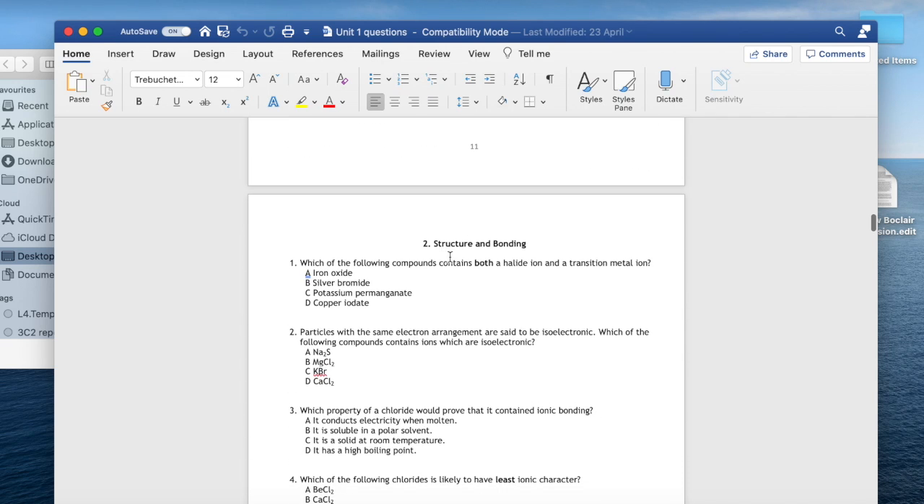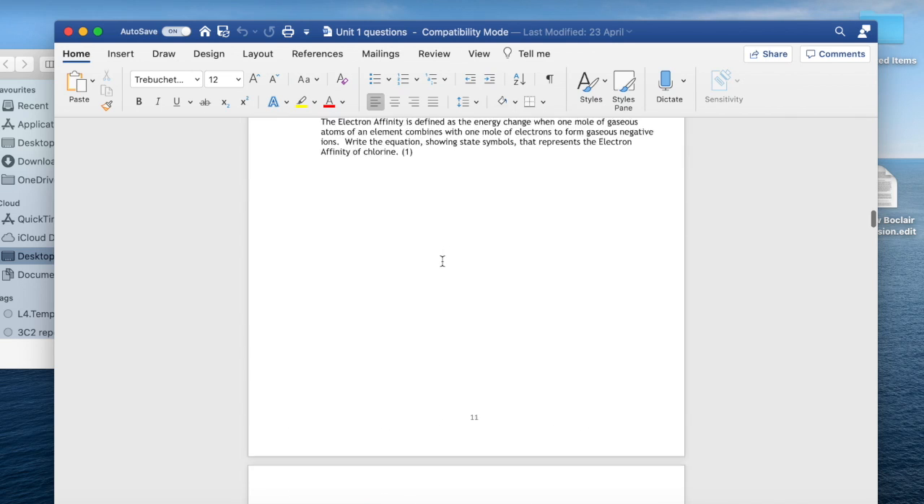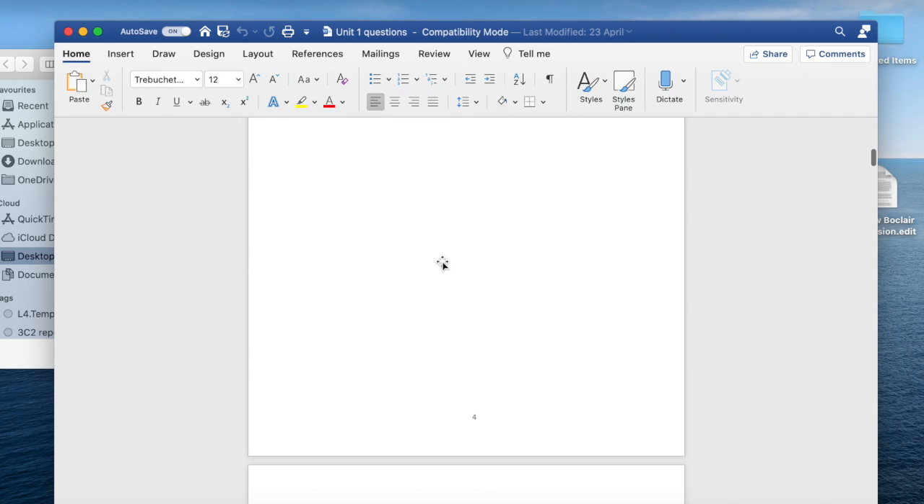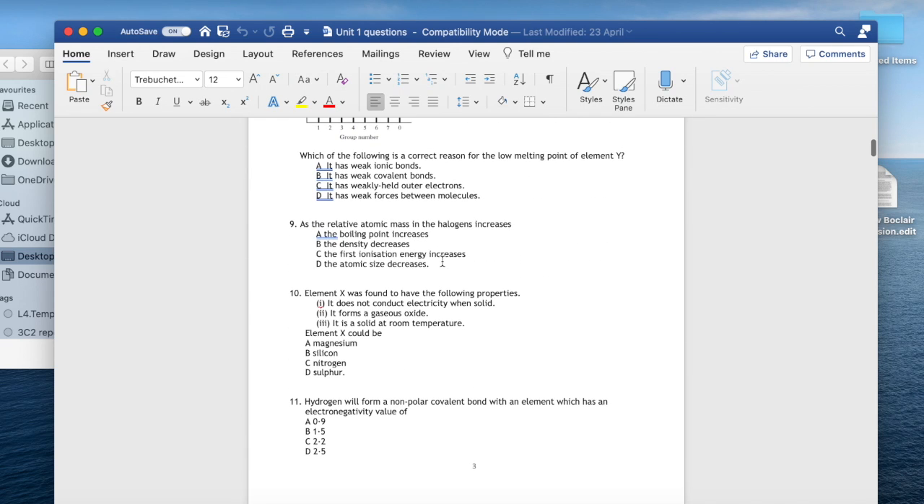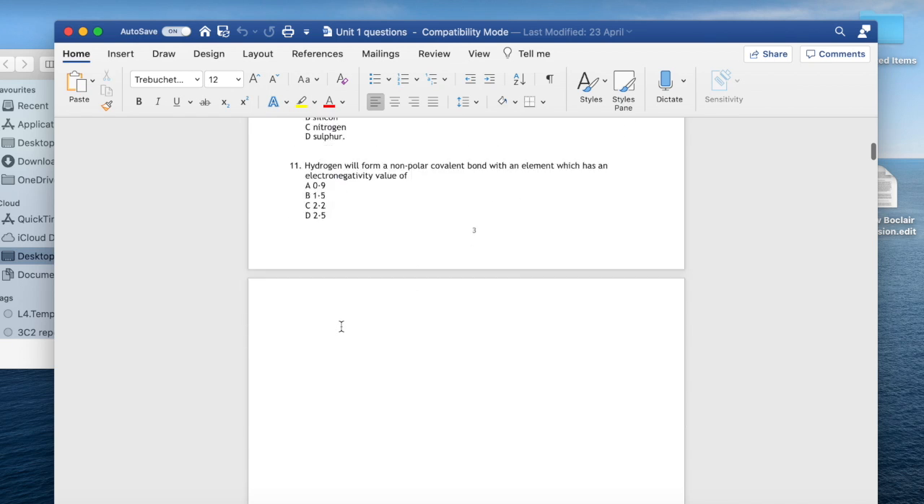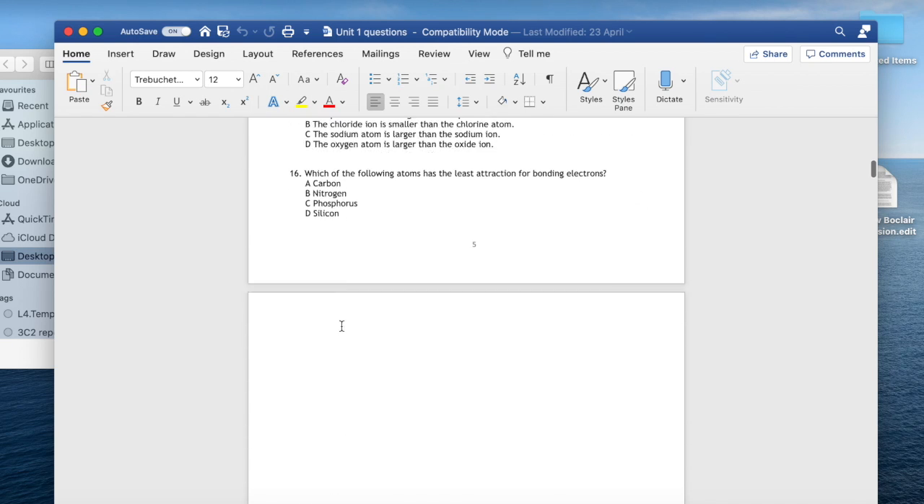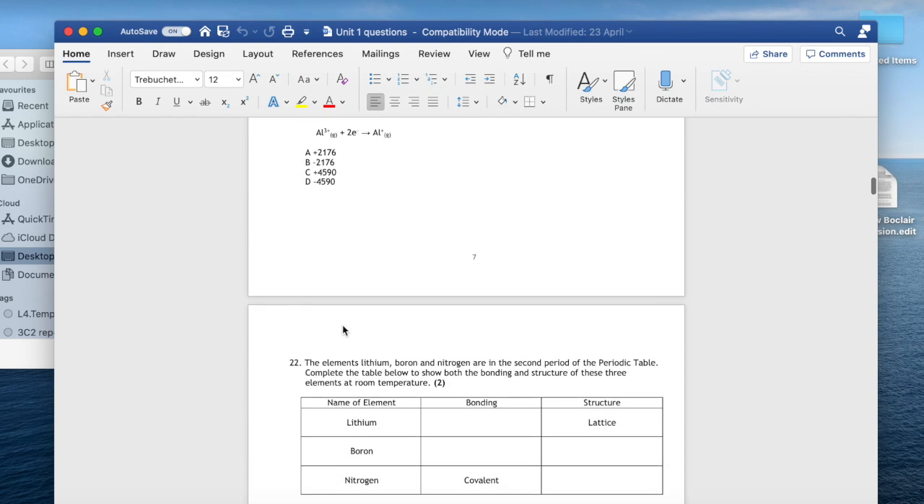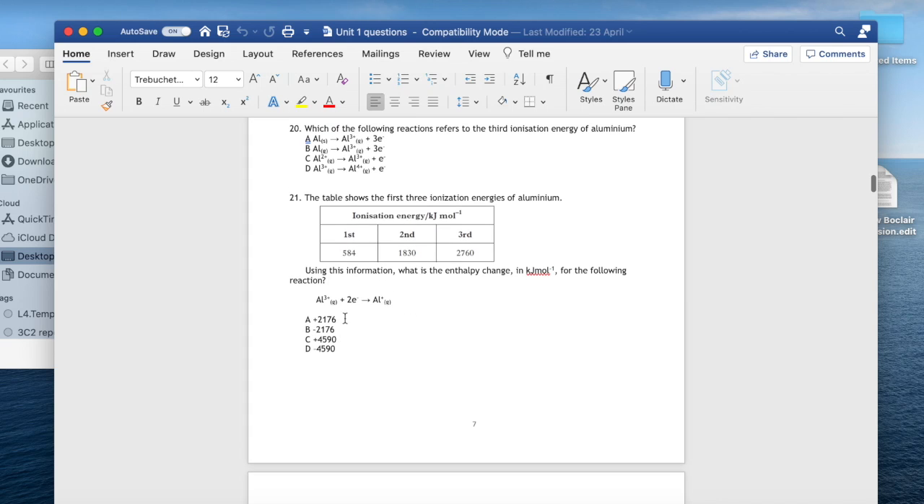Then we move on to the second part of Unit 1, which is structure and bonding. From question 6, I want you to do the rest of the multiple choice questions, the questions that have A, B, C, or D answers. They stop at about number 21. So I want you to do question 6 to 21 of the multiple choice questions.